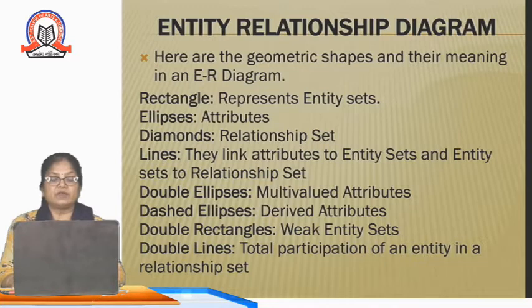Like rectangle, it represents the entity sets. Ellipses, it represents the attributes. Diamonds, it represents the relationship set. Lines, they link attributes to entity sets and entity sets to relationship set. Double ellipses represents multi-valued attributes. Dashed ellipses, derived attributes. Double rectangles shows the weak entity sets. Double lines, it shows the total participation of an entity in a relationship set.